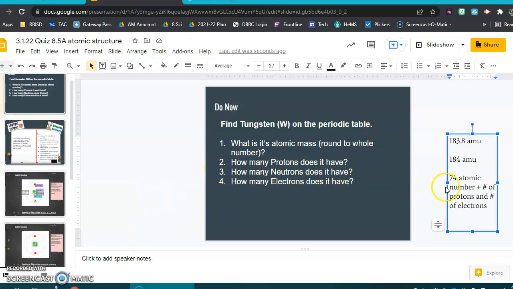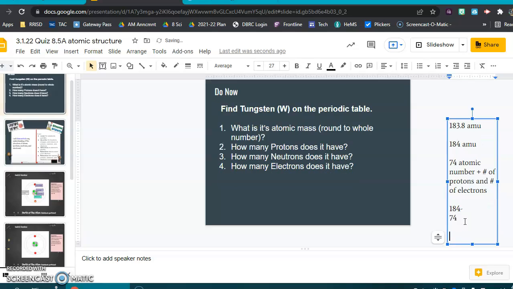So we have 74 protons. All right, how many neutrons does it have? Well, here I take 184 and I subtract 74. Let's make this a number sentence. That's going to give me 110 neutrons. So how many electrons does it have? Well, we said right here that that's 74, so that's the same.